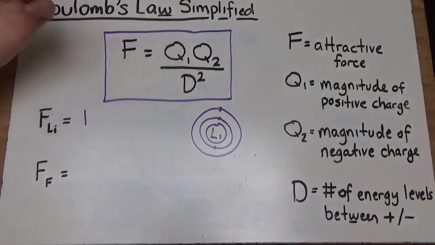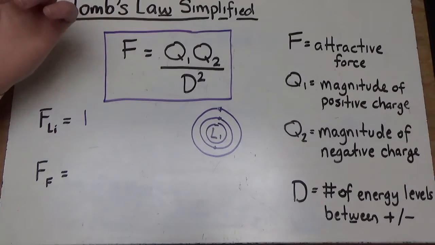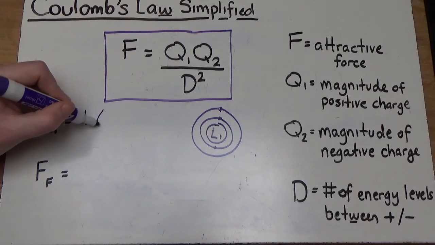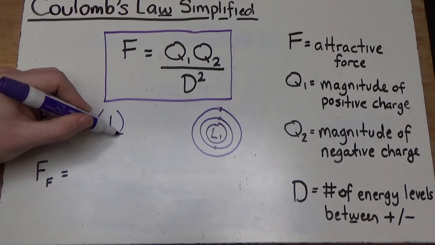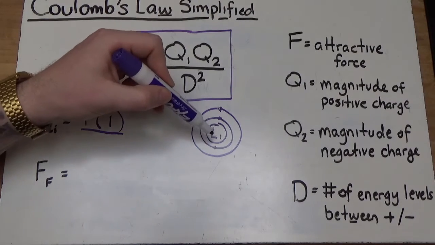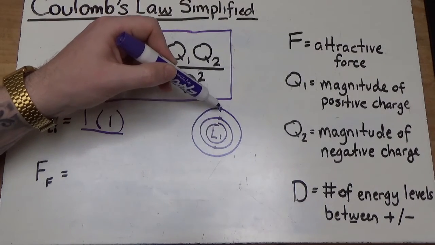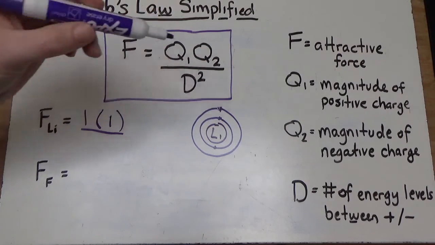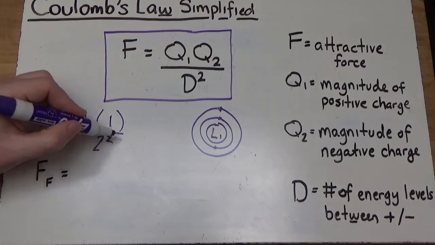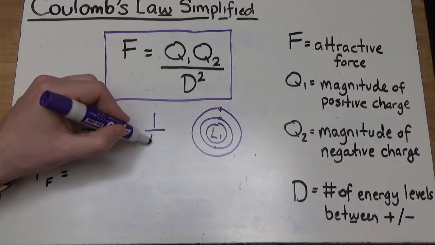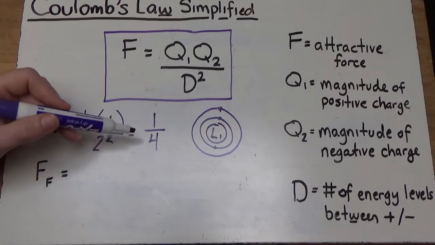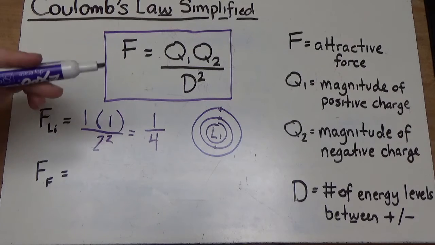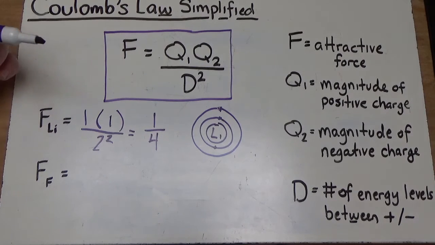Electrons always just have a charge of -1. So whenever you're doing this math and you're talking about single atoms, you're just going to plug in 1 for Q2. And then for distance, it's the number of energy levels from the nucleus to the electron that we're talking about. In this case, there's 1, 2. And we get a number that is 1/4. This number 1/4 does not mean anything by itself, but it does mean something when we compare it to other atoms.